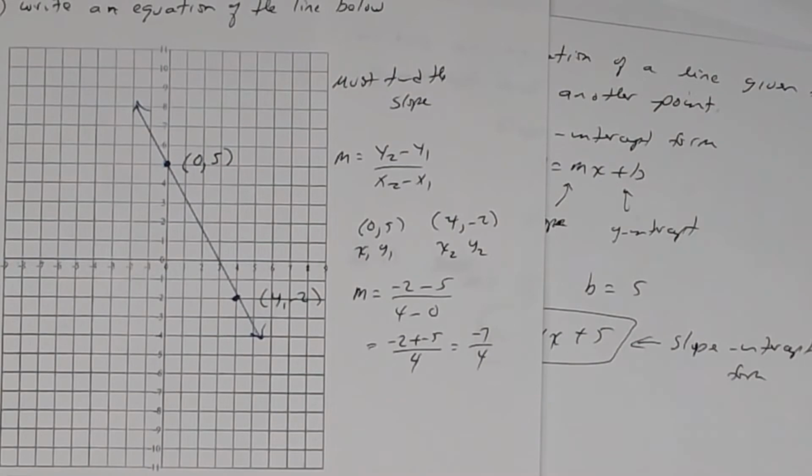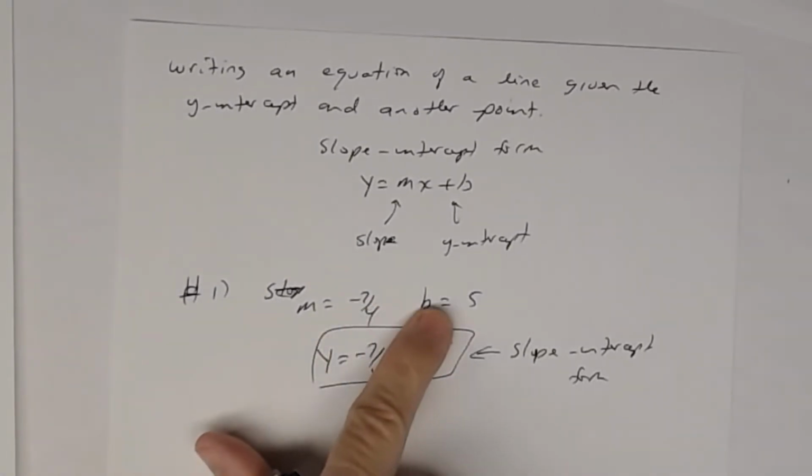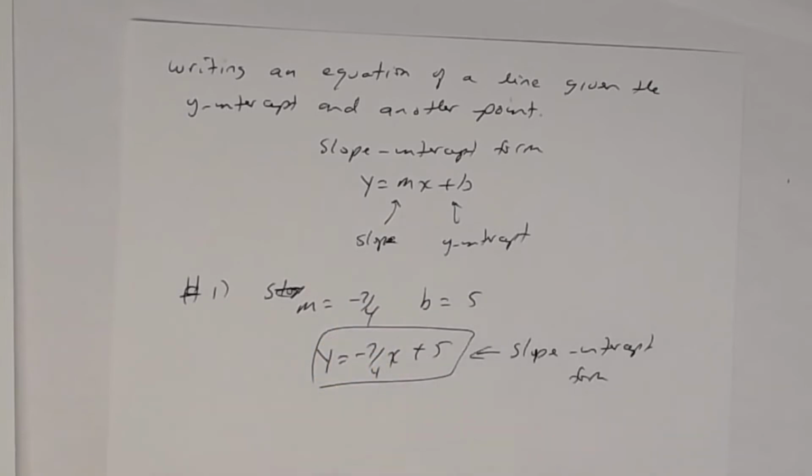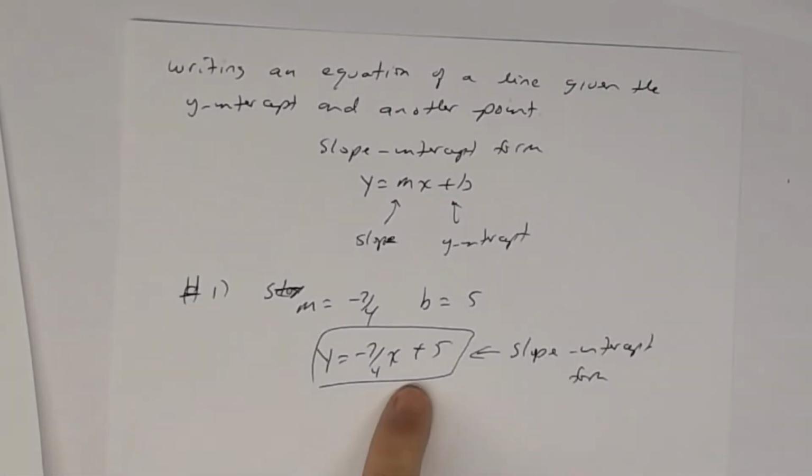That's all of this, finding the slope. Different ways of finding the slope. Okay. Once you find the slope, you now know the slope and the y-intercept. The y-intercept was given on the graph, right? The y-intercept is 5. And then you just substitute into the formula, and you're done.